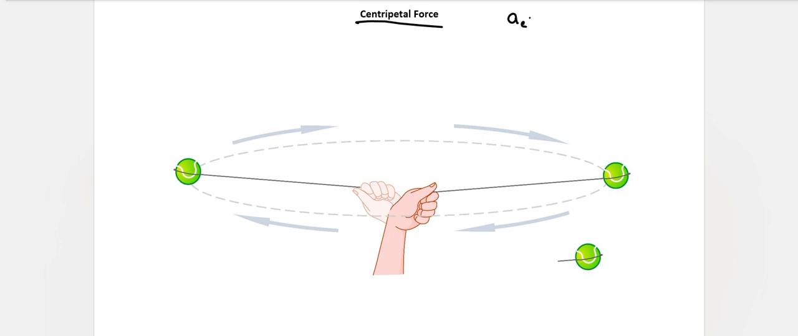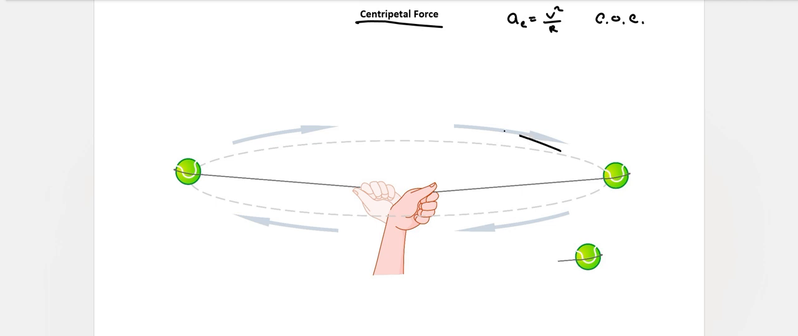Centripetal acceleration, magnitude-wise, is v squared over r, where v is the speed of the object and r is the radius of curvature. It is always directed towards the center of curvature. And it's an acceleration that is linked to or caused by the changes in velocity direction.